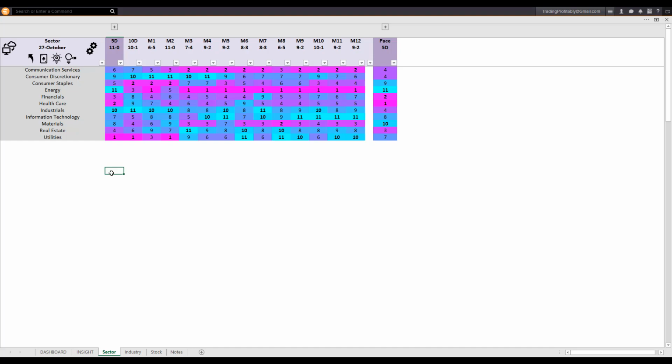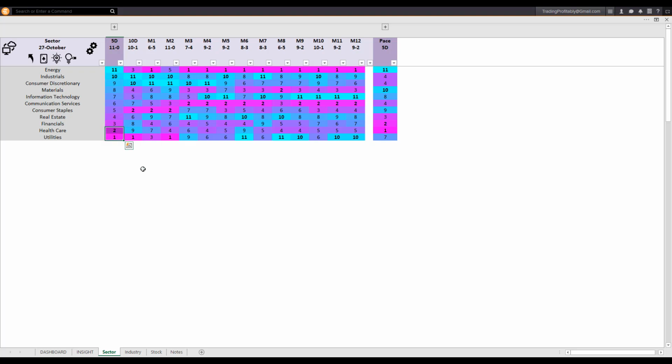The heat map instantly shows us which sectors are strongest now. Over the 5-day period, that is the current week, energy and industrials are strongest, utilities and healthcare are the weakest. Energy was one of the weakest sectors. In fact, it was the weakest sector for many review periods. And this week, it became the strongest sector.